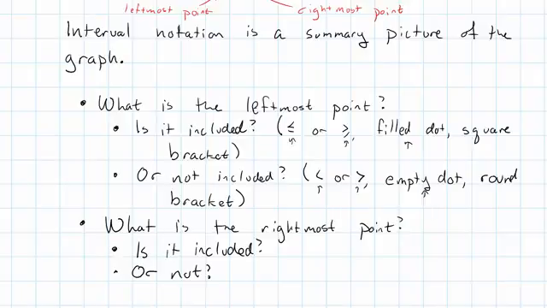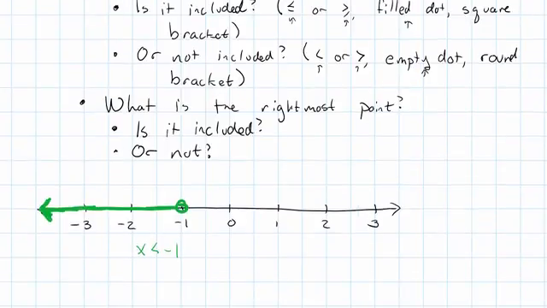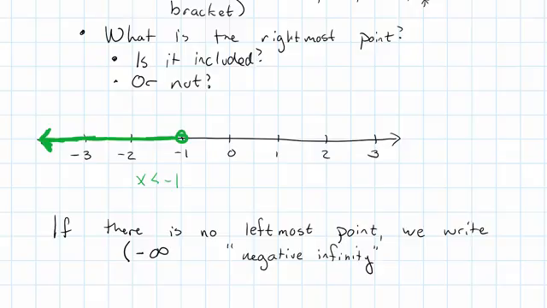Okay, wait a minute though. Didn't an awful lot of inequalities look something like this? This is the graph of, I think, x is less than -1. And you'll notice it goes all the way off to the left. What do we do in this case? There is no leftmost point. If there is no leftmost point, we write round bracket -infinity at the beginning of our interval. So in this case we'll say round bracket -infinity, comma, what's the rightmost point? It's -1. Is it included? No, that's an empty dot, so it gets a round bracket.